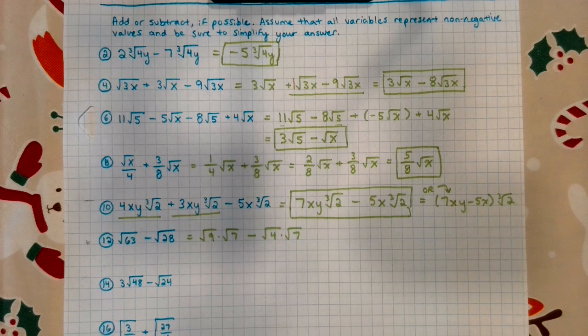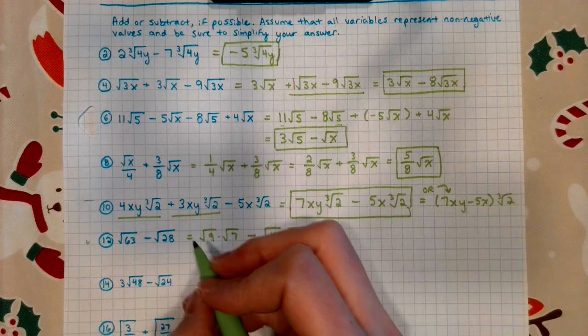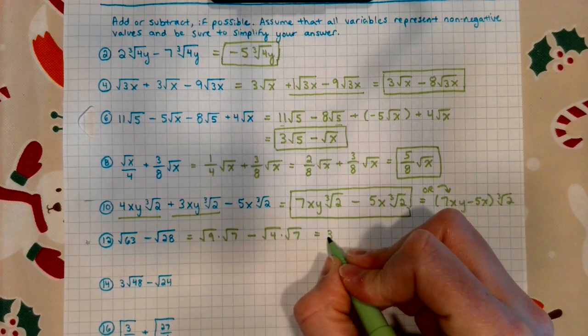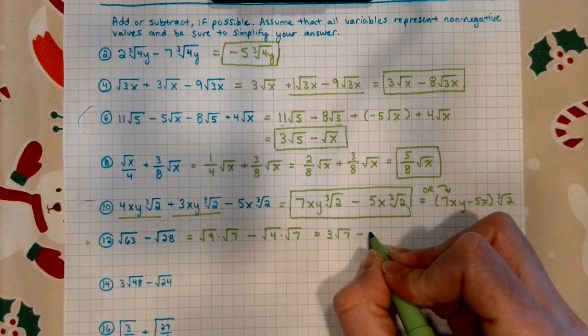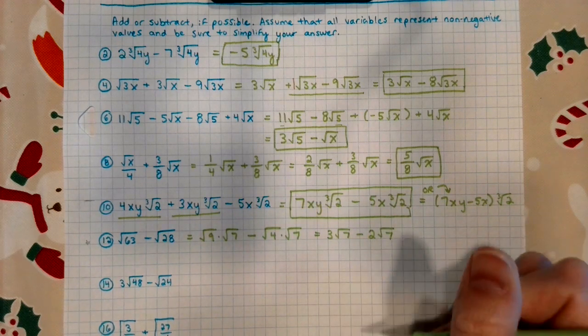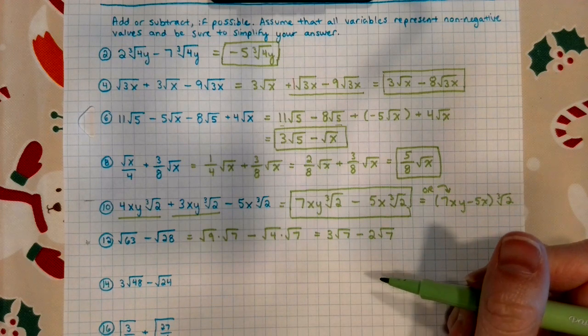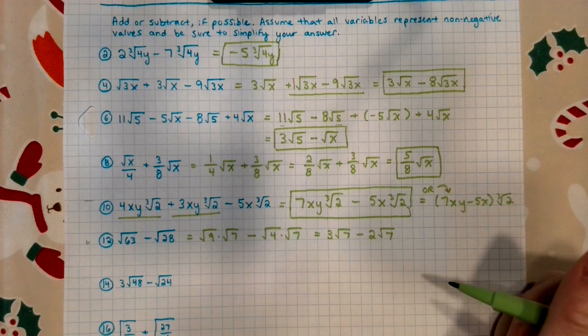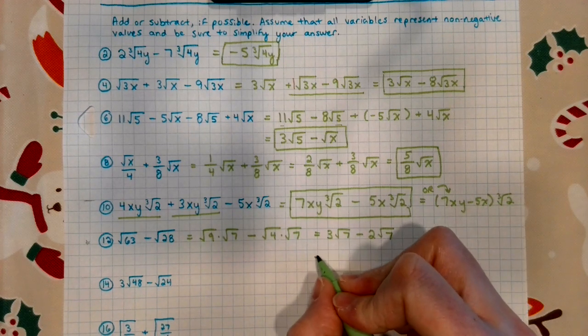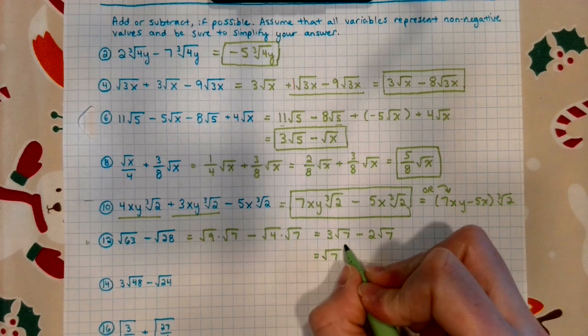So now that we have these perfect squares, we can actually take the square root of those. So we're going to have 3 times the square root of 7 minus 2 times the square root of 7. And then after doing that subtraction there, now that they have the same like radical, 3 minus 2 is 1. And so we're left with just the square root of 7.